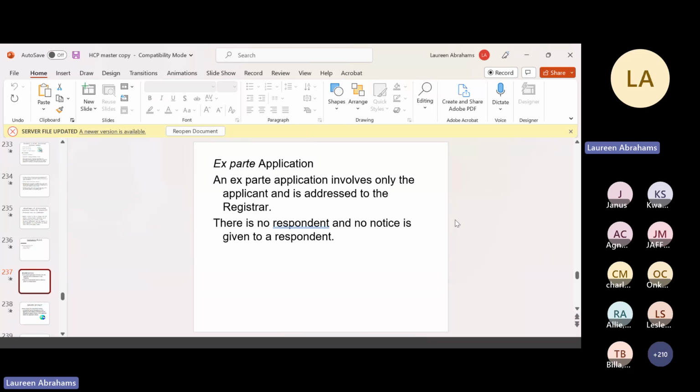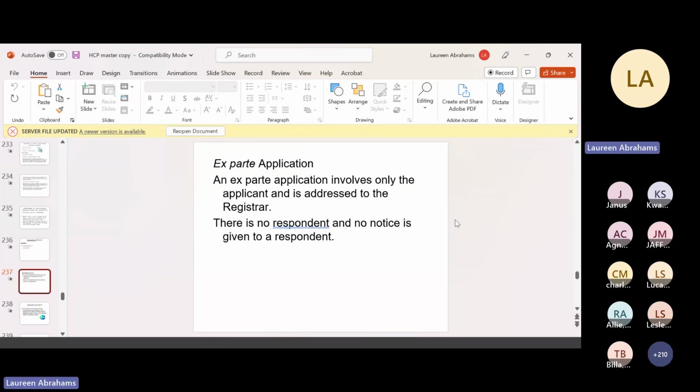Also, the application for the appointment of a curator. That's an ex parte application. There's only one party, right? There's many other ex parte applications where you are just alone before the court and you ask the court for something, for relief. It doesn't involve a respondent.